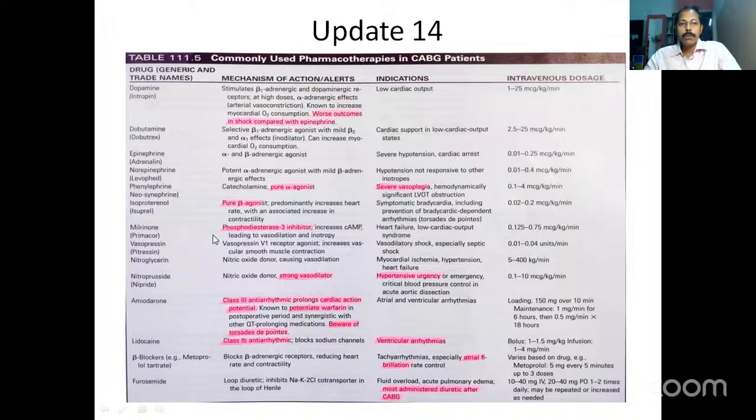And you have to know the drug milrinone. Milrinone is a phosphodiesterase 3 inhibitor. It is a beautiful drug in refractory heart failure and in low cardiac output states. And nitroprusside is very useful in hypertensive emergencies. And you should also know amiodarone. Amiodarone is a class 3 antiarrhythmic drug. It is very helpful to treat atrial and ventricular arrhythmias. And lidocaine is a class 1B antiarrhythmic drug. Again, the usage will be ventricular arrhythmias. Likewise, you should know the importance of each and every drug for a CABG patient.